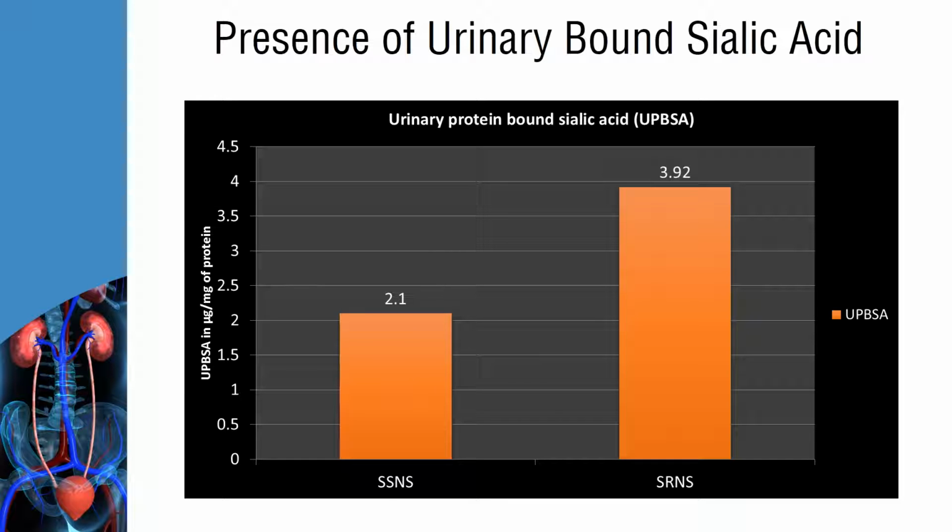The urinary protein-bound sialic acid levels were found to be 2.1 microgram per milliliter in the steroid-sensitive group and 3.92 microgram per milliliter in the steroid-resistant group. The receiver operating curve was drawn to determine the optimum cutoff for the differentiation of steroid-sensitive and steroid-resistant, which was found to be 2.71 microgram per milliliter. The steroid-resistant patients only had increased levels of urinary protein-bound sialic acid.